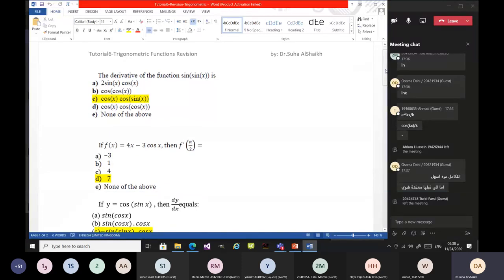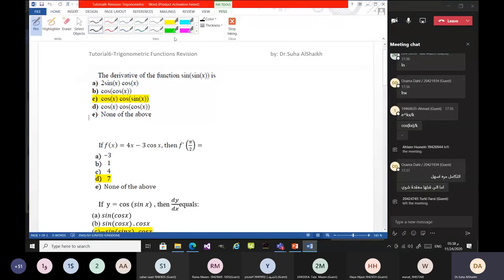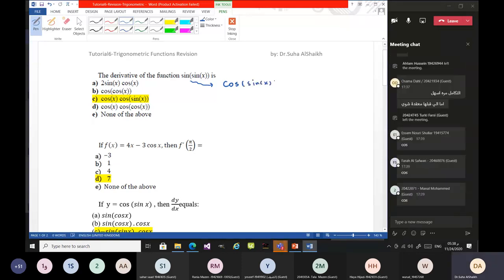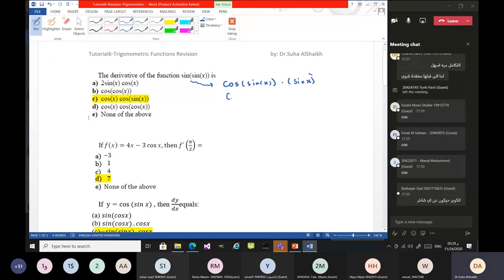Find the derivative of this. It is sine of a sine. So what did we say about the sine? What's the derivative of the sine? It is cosine of sine x, but I have to multiply with the derivative of what is inside. What is inside is again sine x, so sine x dash. So this will be cosine of sine x times cosine x. So what's the correct answer? It's C.